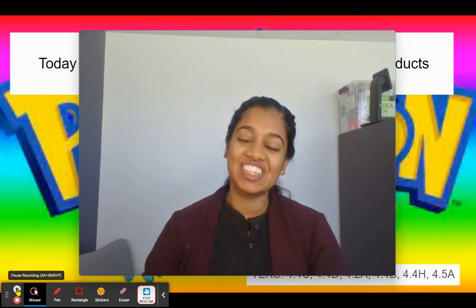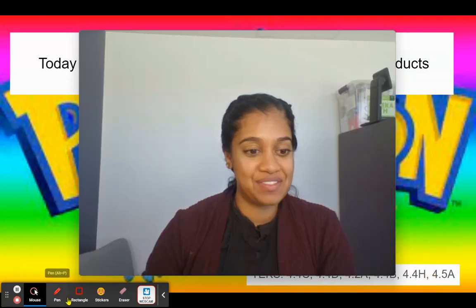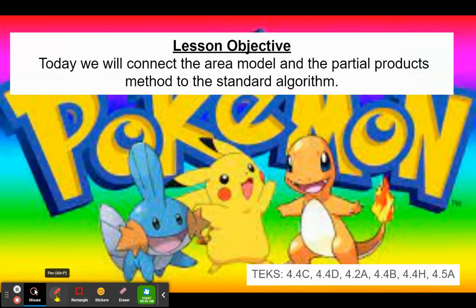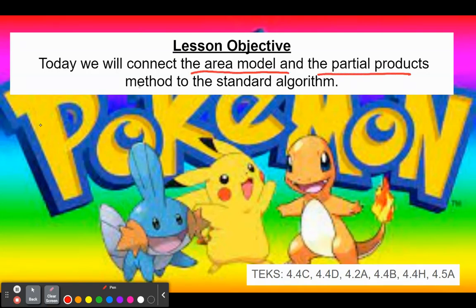Let's go ahead and take a look at today's lesson objective. So, today we will connect the area model and the partial products method to the standard algorithm. The TEKS we're going to be focusing on today are 4.4c, 4.4d, 4.2a, 4.4b, 4.4h, and 4.5a.